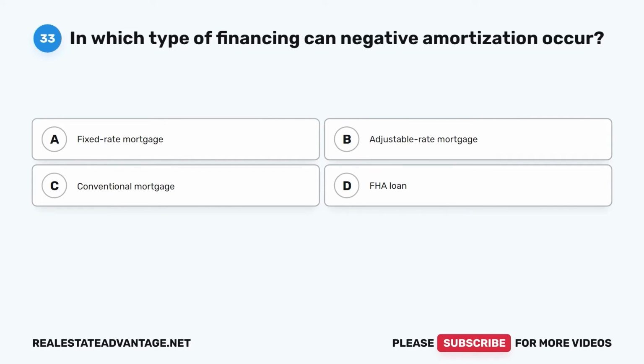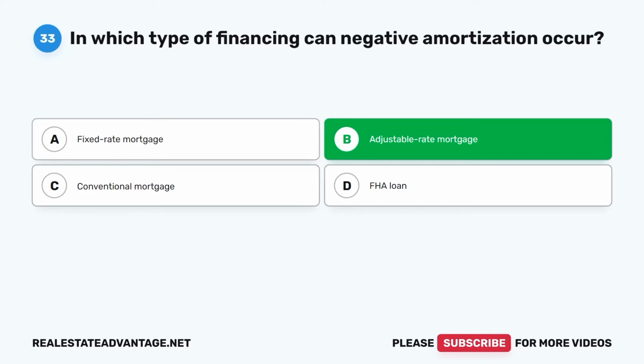Question 33. In which type of financing can negative amortization occur? A. Fixed rate mortgage. B. Adjustable rate mortgage. C. Conventional mortgage. D. FHA loan. The correct answer is B.